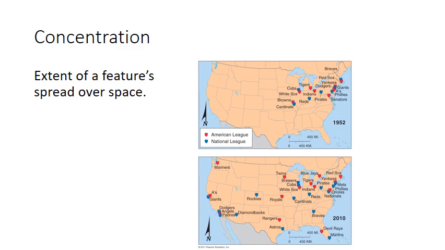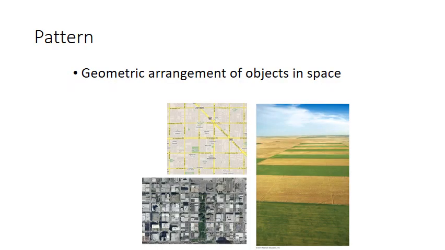Another component of distribution is concentration, or how a feature is spread over a space. If density is the number of desks I have in my classroom, 28, then concentration refers to how they're spread out. Are they evenly spread out, or are they all packed into a single corner? Again, concentration. And another feature of distribution is pattern, which is the geometric arrangement of objects in space. The township and range system resulted in these square patterns in many Midwestern towns and counties.